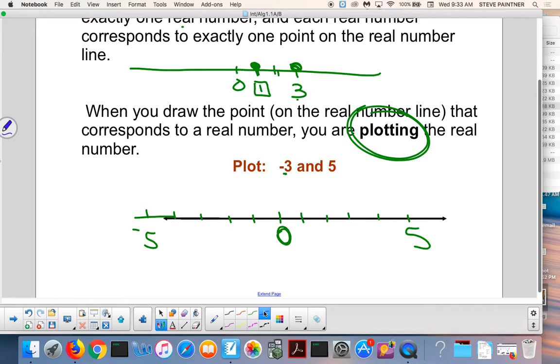You plotted negative 3 where? Just say, from 0 I went which way? Left, how far? 3. Okay, there you go. Negative 3, got it. That's this one. And then 5, how'd you plot it? To the right of 0, how far? 5, there it is. You just plotted negative 3 and 5. That was easy, right? Okay, is it always that easy?